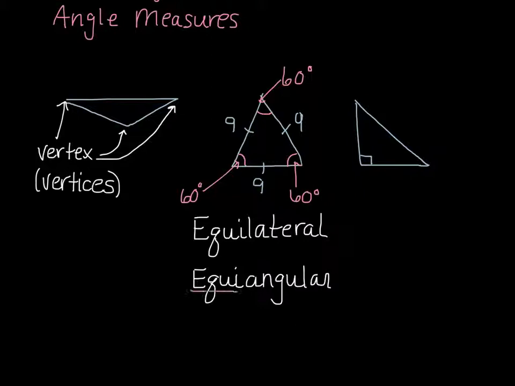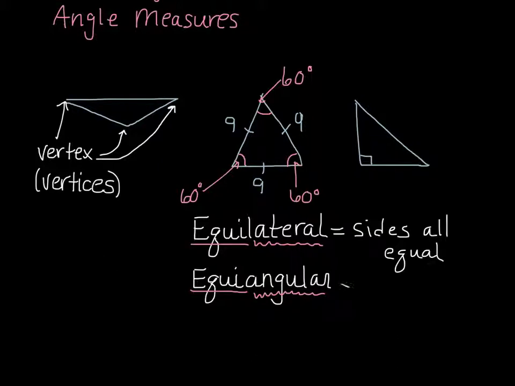Okay, so again, equi means equal. Angular, that's dealing with angles. Lateral, that's dealing with sides. So we've got all the sides are equal. Sides all equal. And here we've got angles. The angles are all equal.